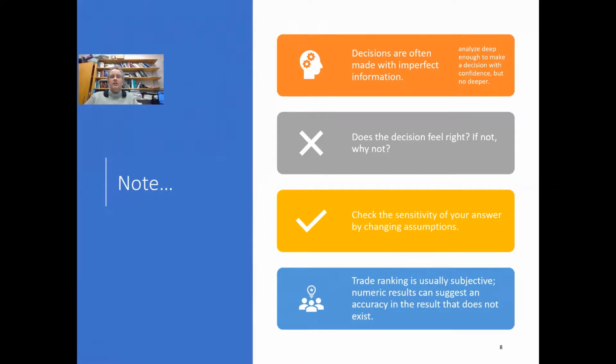So if the decision doesn't feel right, it's worth exploring, why do we feel it's not right? And that might then come back to looking at, did we assign the weights correctly? Did we assign our thresholds correctly? And that's where we can explore those aspects in our sensitivity analysis.